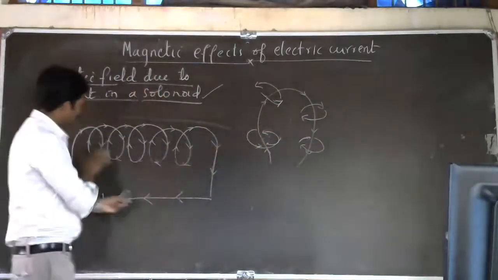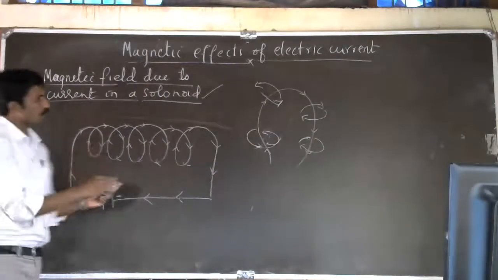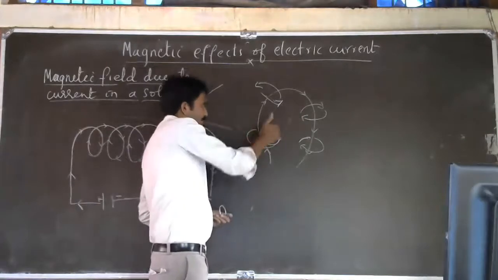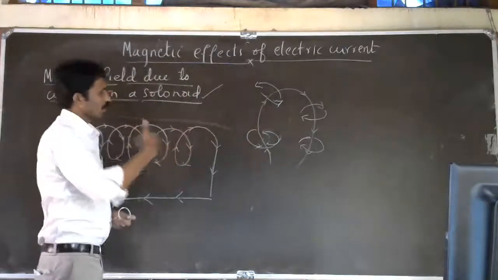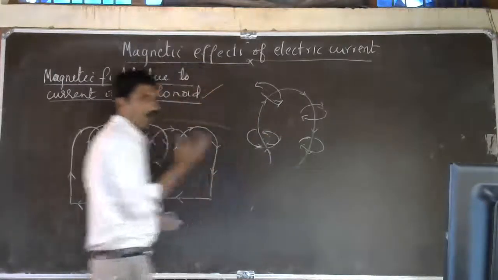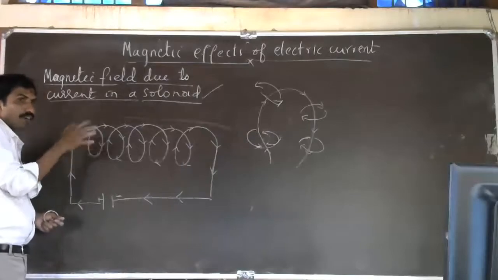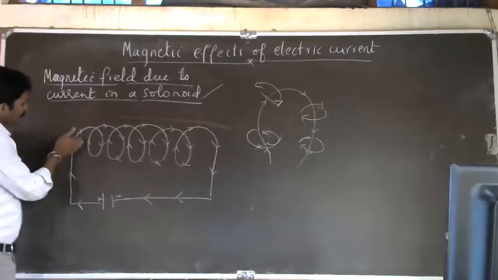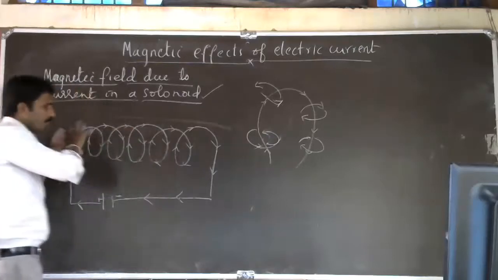Understood? So this is the one turn. If you see, they are going like this inside and coming out from the north. So all the magnetic lines, always remember that they emerge from the north and merge in the south. See here. If you imagine it, it will be easy.